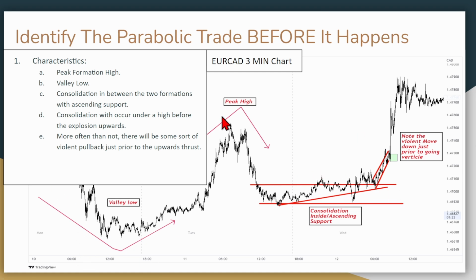What am I looking for? I'm looking for this peak high, peak low, ascending support. They've manipulated that range. Good stuff. We have a parabolic channel now that's ascending, coming into a session. Note the violent move down just prior to the vertical move. They manipulate the range once more just before going vertical.